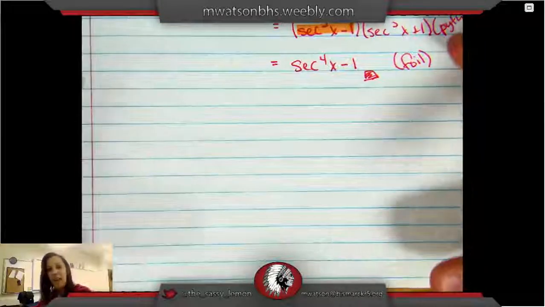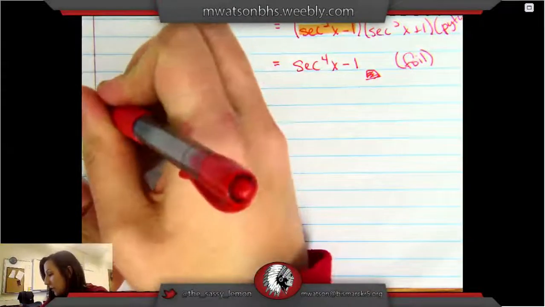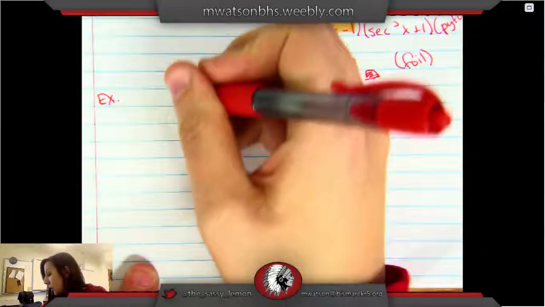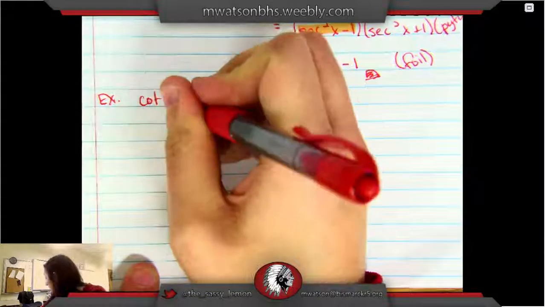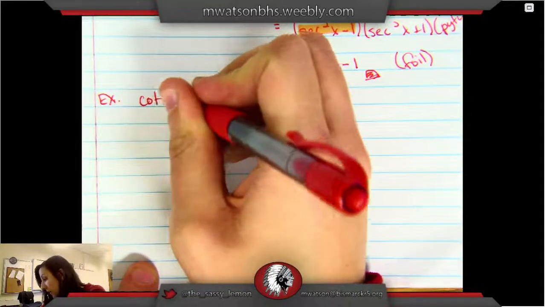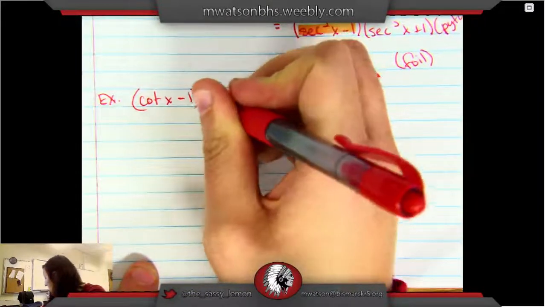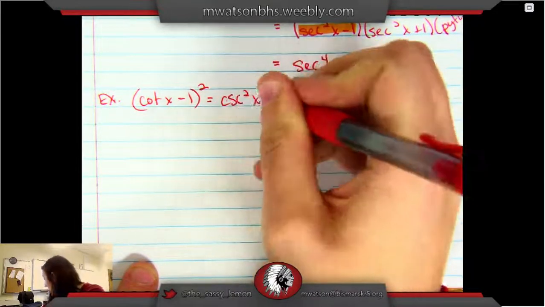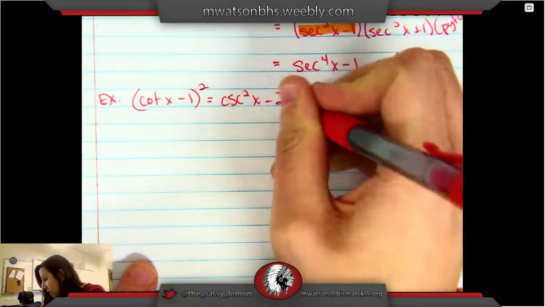So I don't have that much paper left, but this proof, according to my key, is supposed to be a little bit shorter. So here's our problem. Cotangent x minus 1 quantity squared equals cosecant squared x minus 2 cotangent x.